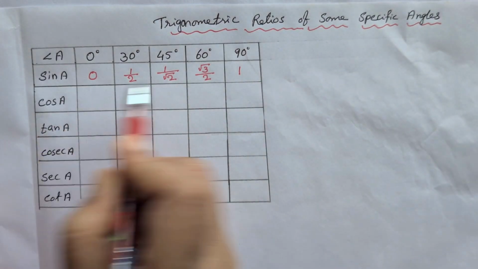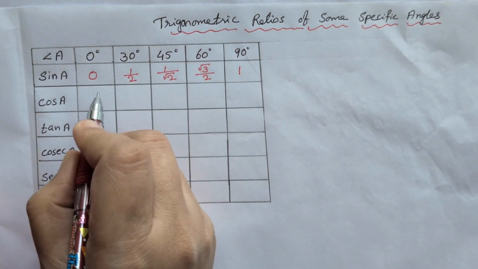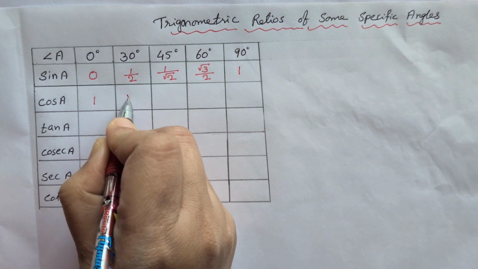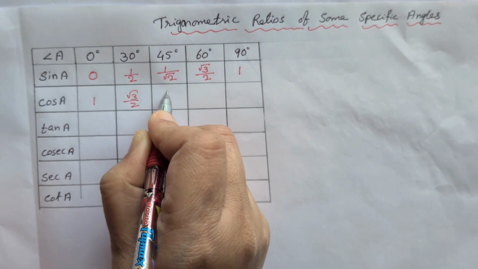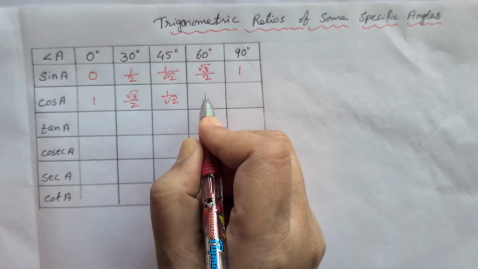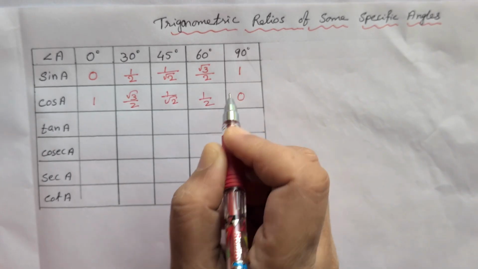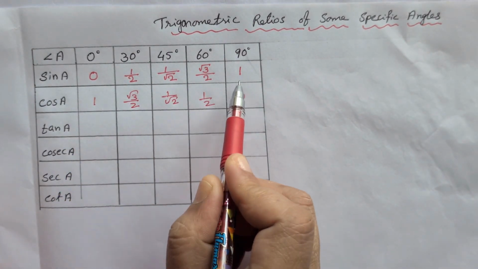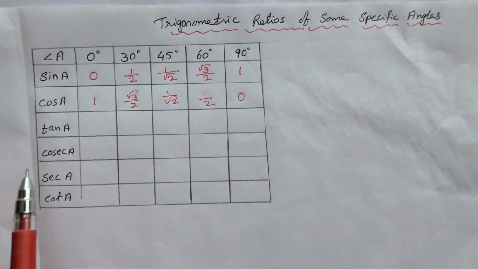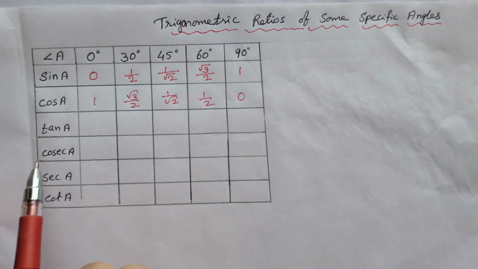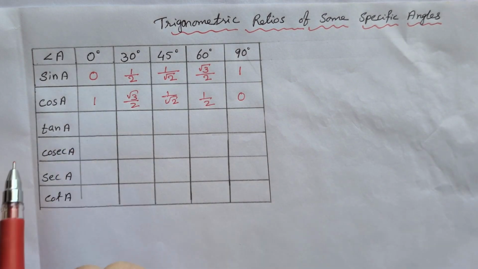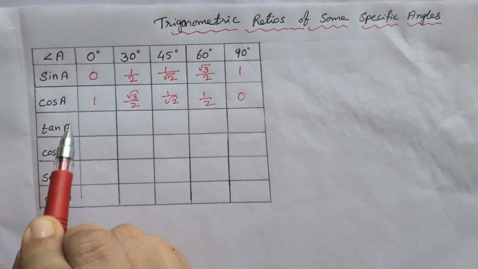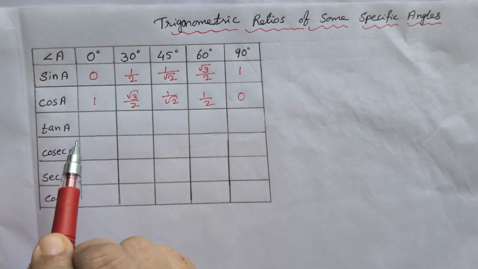Start from here, 1 to 0 backward: 1, then root 3 by 2, 1 by root 2, then 1 by 2 and 0. The same thing, just opposite order from here to here. After that, tan A means sin A by cos A. We know that tan A is equal to sin A by cos A.